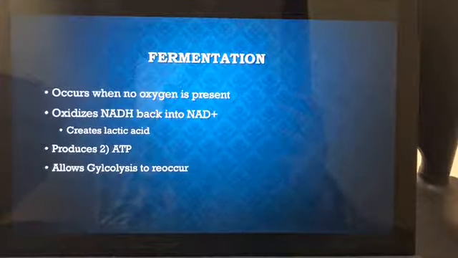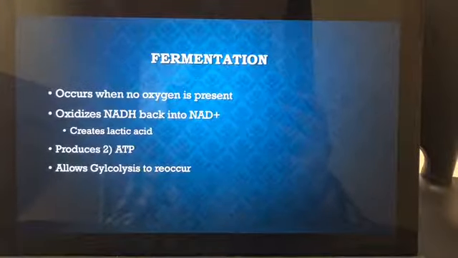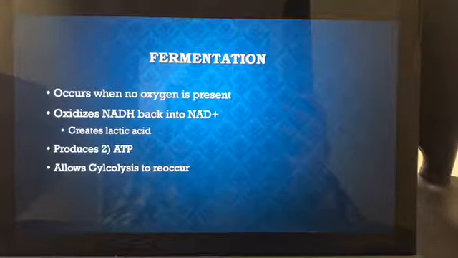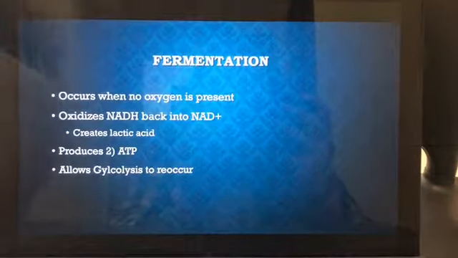Fermentation is the process that occurs in lieu of oxygen, when no oxygen is present. It oxidizes NADH back into NAD+ and creates lactic acid. It produces 2 ATP and allows glycolysis to reoccur.